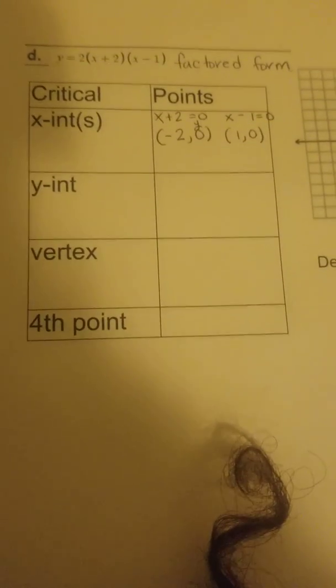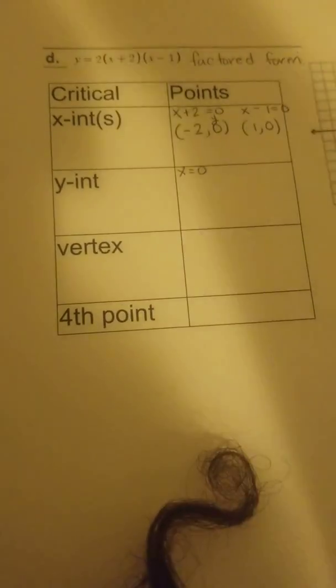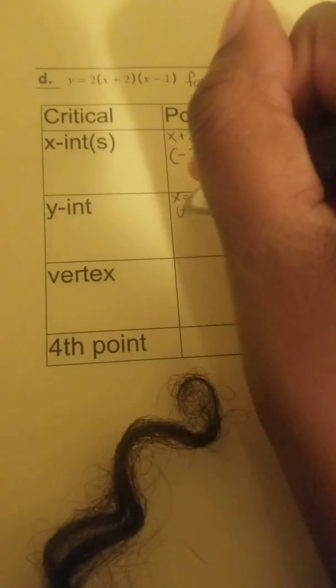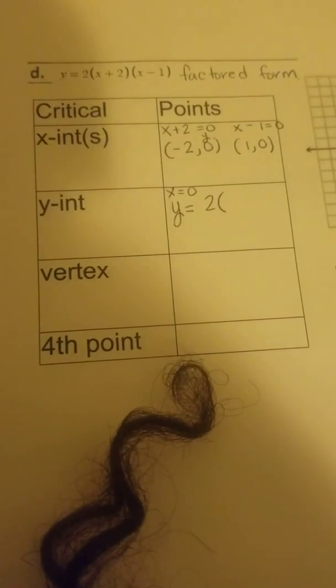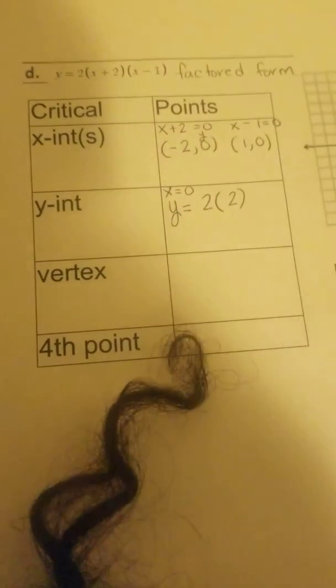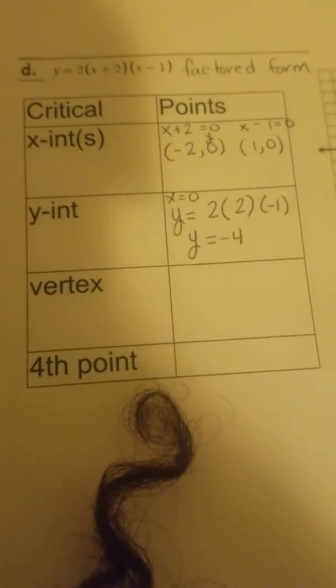All right, so let's just find the rest of our critical points and then we can build upon it, okay? So the next thing I'm going to look for is my y-intercept. So y-intercept is the idea that I set x equal to 0, then solve for y. So when I set x equal to 0, I'll have y is going to be equal to 2 times, well, 0 plus 2 is just 2. And then 0 minus 1 is just -1. So when I multiply that together, I get y is equal to -4. So my y-intercept coordinate point will be 0, -4.